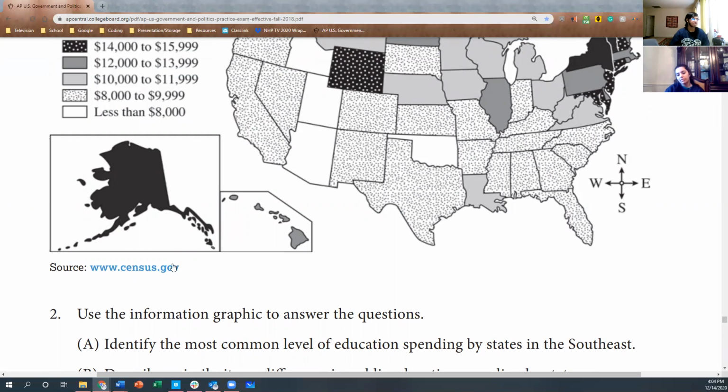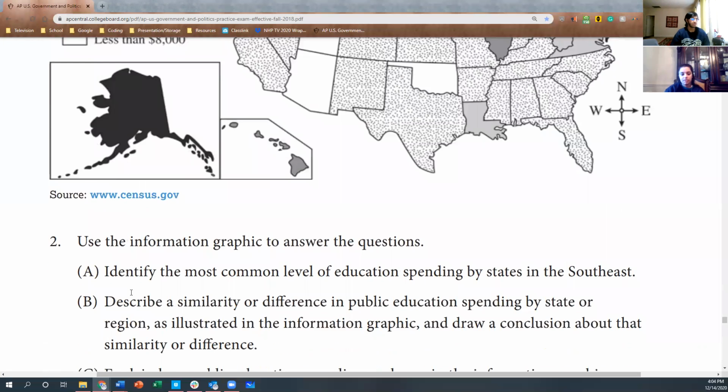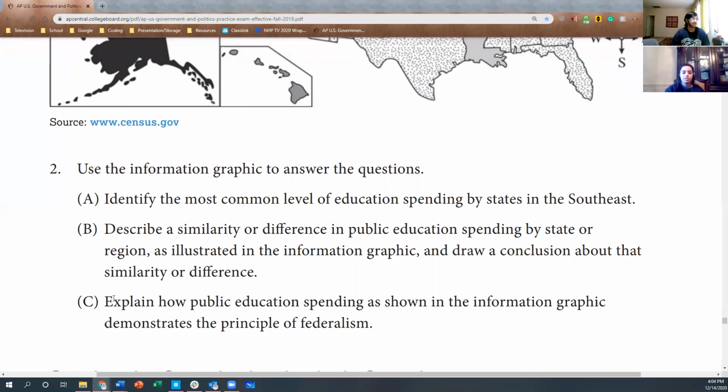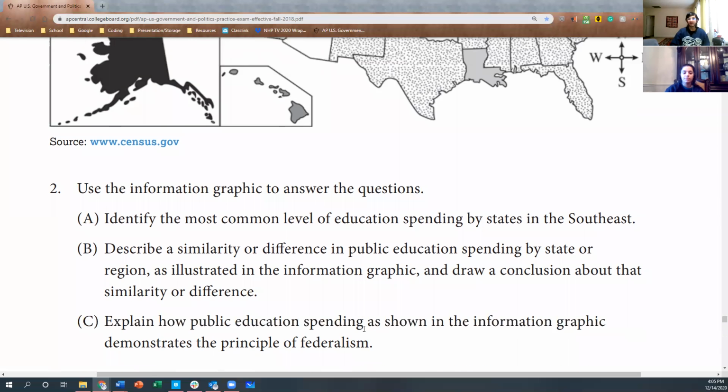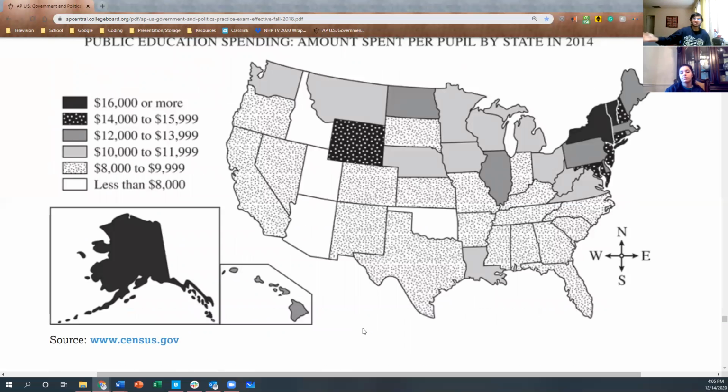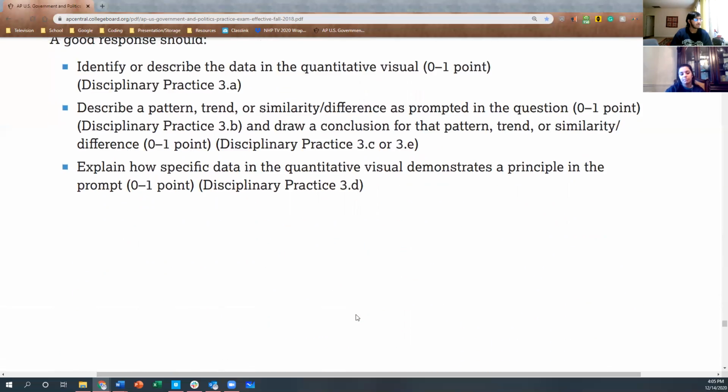Yes. Explain how the public education spending shown in the infographic talks about federalism. Oh, reserved powers, right? Education is controlled by the states, and thus we would expect variance because different states would want different things.